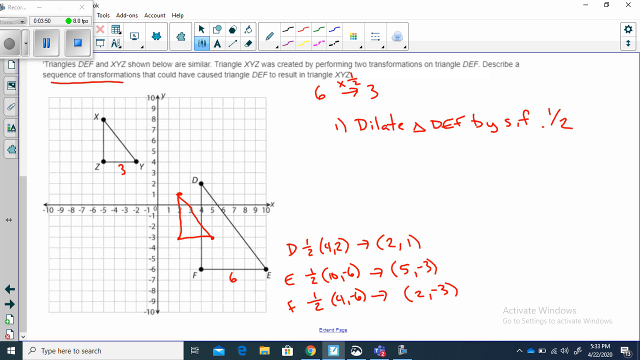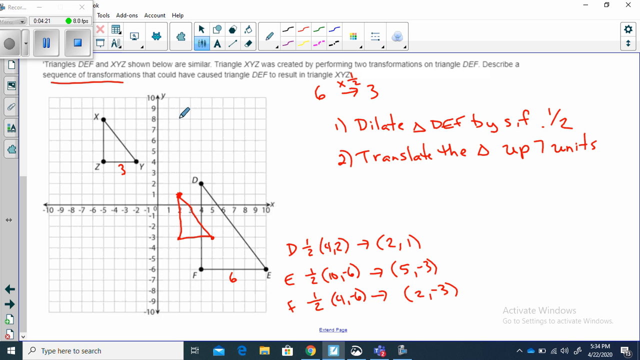What else do I need to do? Well, let's take this point and see where I need to move it. I need to move it up 1, 2, 3, 4, 5, 6, 7. So I'm going to go up 7. When I'm moving it, I'm translating it. Translate the triangle up 7 units. Okay. Up 7 units puts it right there.